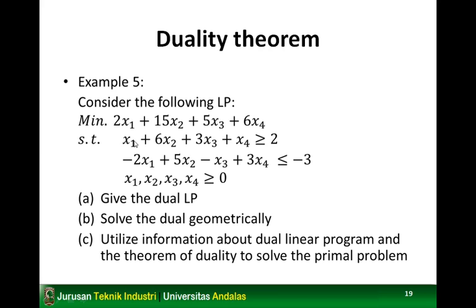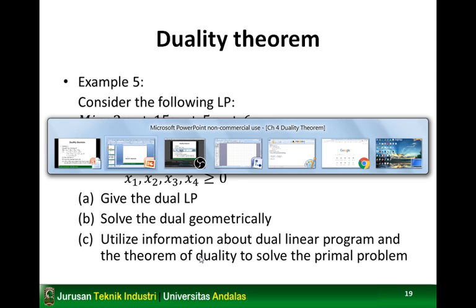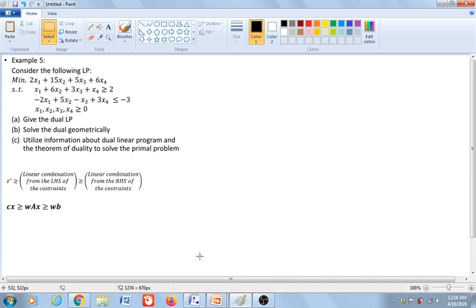As you can see, the problem has only two constraints. So we're going to have W1 and W2 as the decision variables of the dual. Because the dual will have only two decision variables, we can solve the dual by using the graphical method. Now, based on the solution of the dual, we will find the solution of the primal. So this is the problem. I already copied the problem to this window.